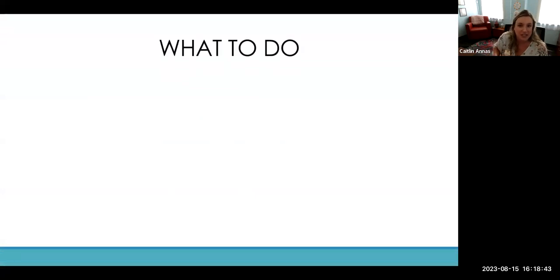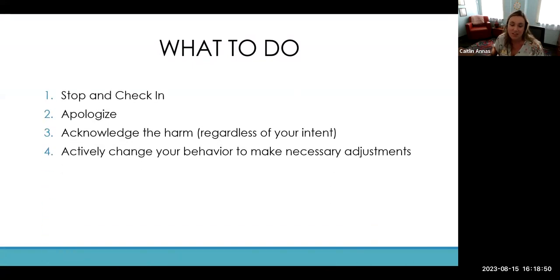So what do you do if you see someone responding in an uncomfortable way? There are a few steps that you can take. The first is to stop what you're doing immediately and check in with the other person. They may not feel comfortable telling you directly what's happening, but they are much more likely to if they are asked directly.